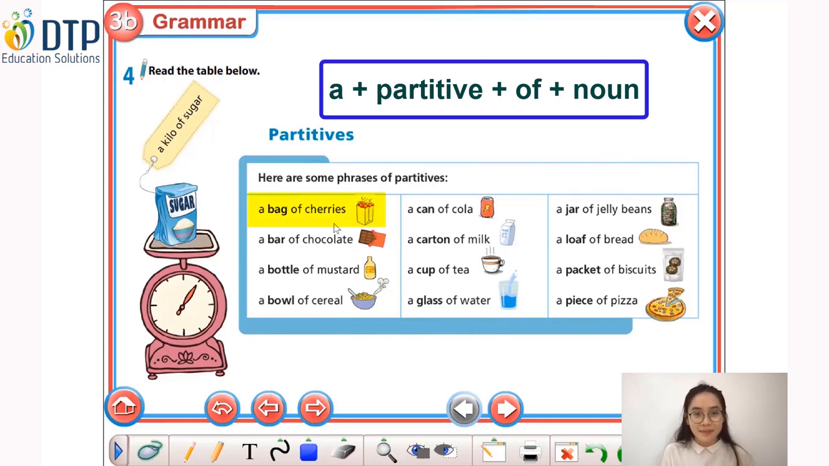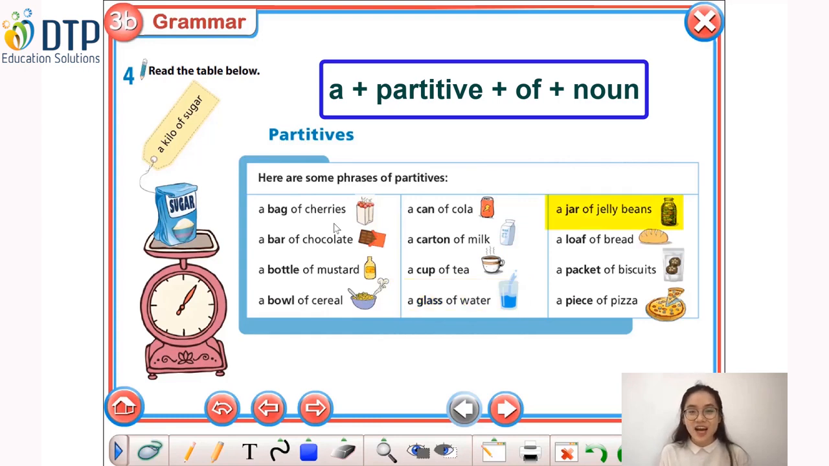Let's go. A bag of cherries. A bar of chocolate. A bottle of mustard. A bowl of cereal. Good. A can of cola. A carton of milk. A cup of tea. Good. A glass of water.